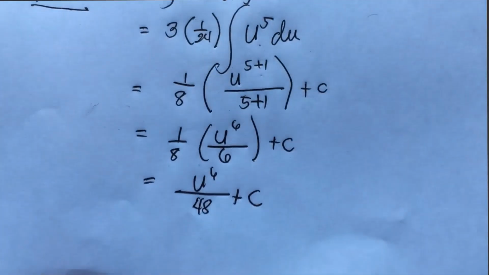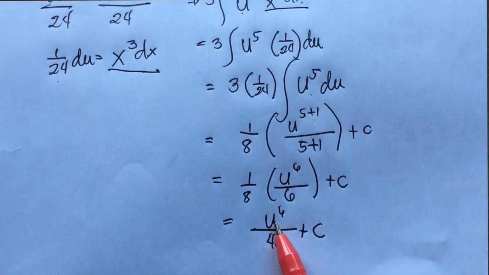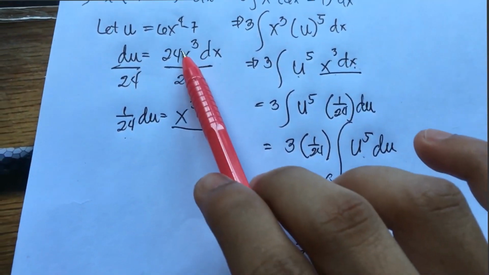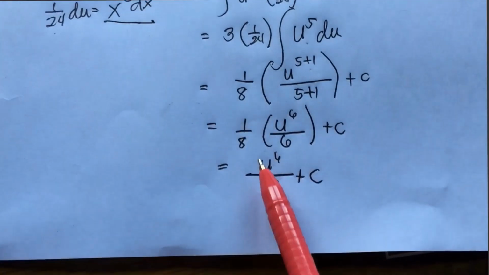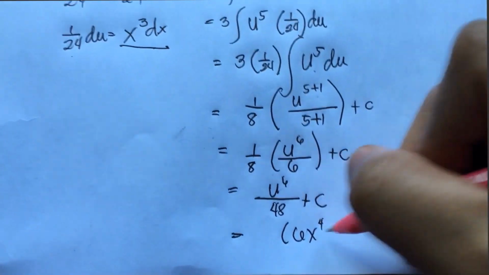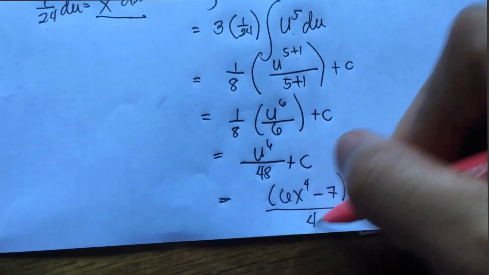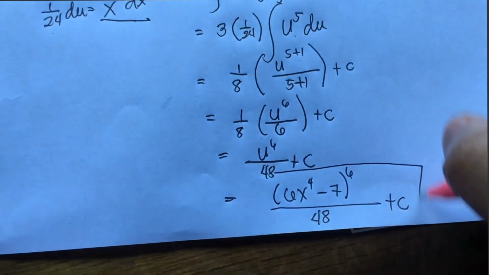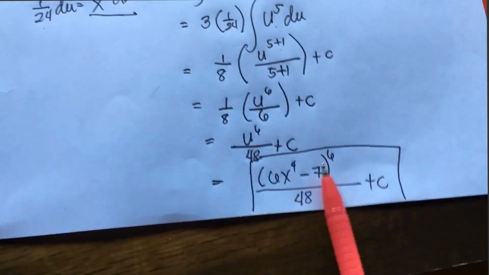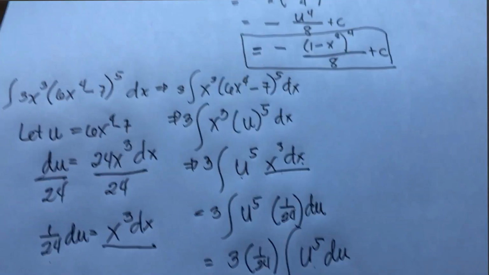Is this your final answer? No. Hindi pa ito yung final answer mo. You are going to transform your base into its original form. Your base is, yung u natin is 6x raised to 4 minus 7. So you are going to transform this one to its original form. So the original form, we have 6x raised to 4 minus 7 raised to 6 all over 48 plus c. And this is now your final answer. Now, if you are going to recheck this one, if tama ba ito, you can use the derivative. So, pag recheck nyo, get the derivative of this one, and you will have this answer.